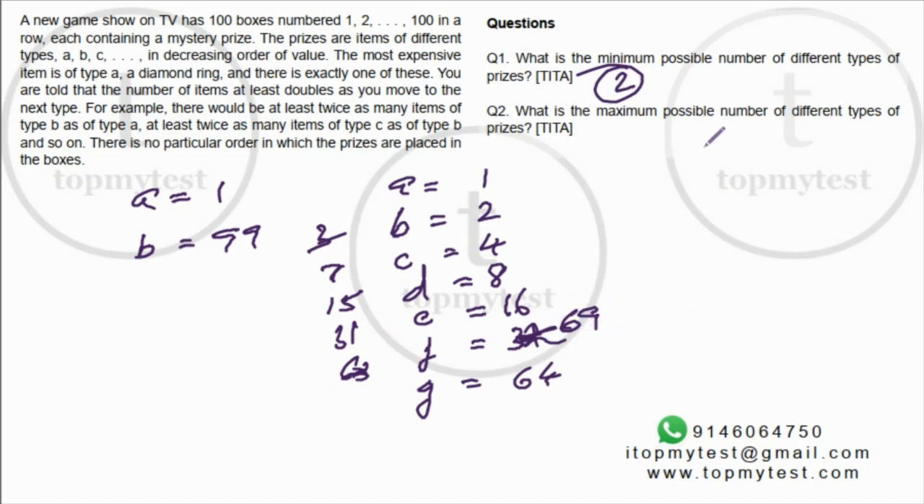What happens if I take 3? If I put A is equal to 1, B will be at least 3. Total will be 4. C will be 6. Right, this will be 10. This will be 12. So this will be 22. This will be 24. So this will become 22 plus 24, 46. This will be 48, which is possible, right? But then the 96 will not be possible. So again, you will have 6 items.